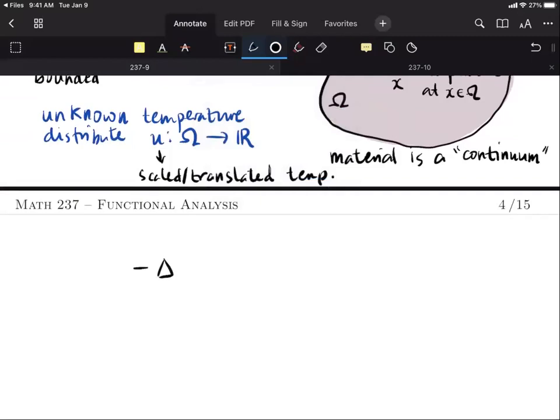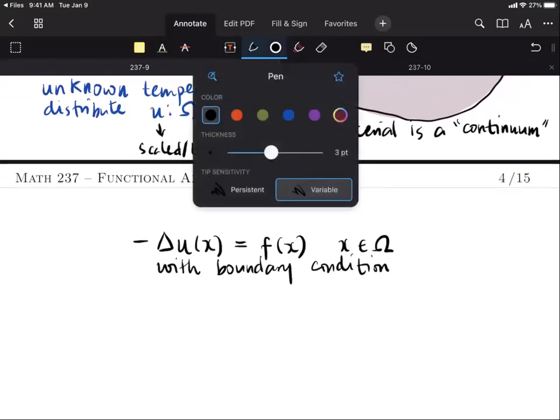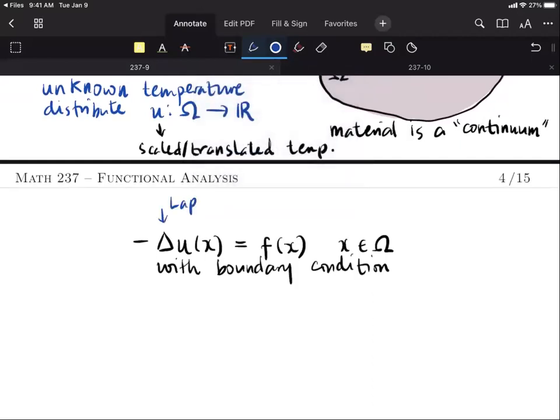So the governing equation would be, let's say, the following. Negative Laplacian U of x equal to f of x, for x in omega, with some boundary condition, which we do not specify at this point. Okay. So this is your Laplace operator, or Laplacian. This would be your, let's say, heat source. So here we are talking about stationary heat sources, and so the derivative with respect to time would be 0.